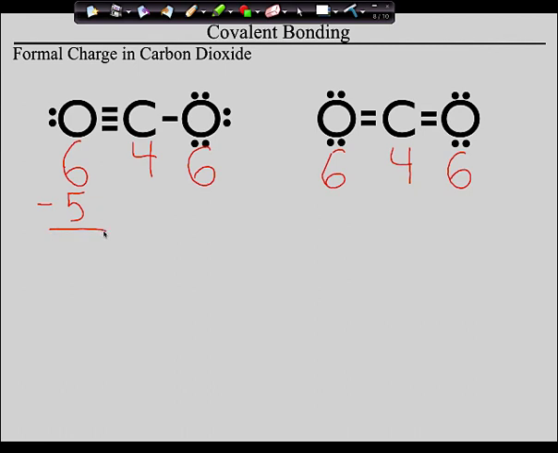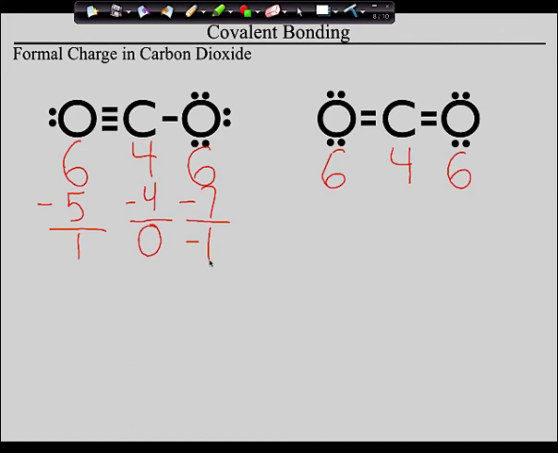Minus 5 equals 1. Now, guys, let's do the carbon. 1, 2, 3, 4. So 4 minus 4 is equal to 0. Now let's do this oxygen. 1, 2, 3, 4, 5, 6, 7. 6 minus 7 is negative 1. Now we have figured out the formal charges on the individual atoms in that molecule.